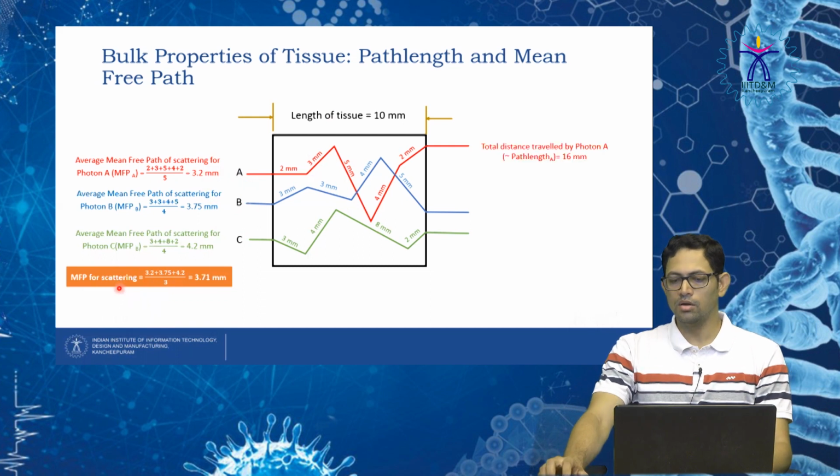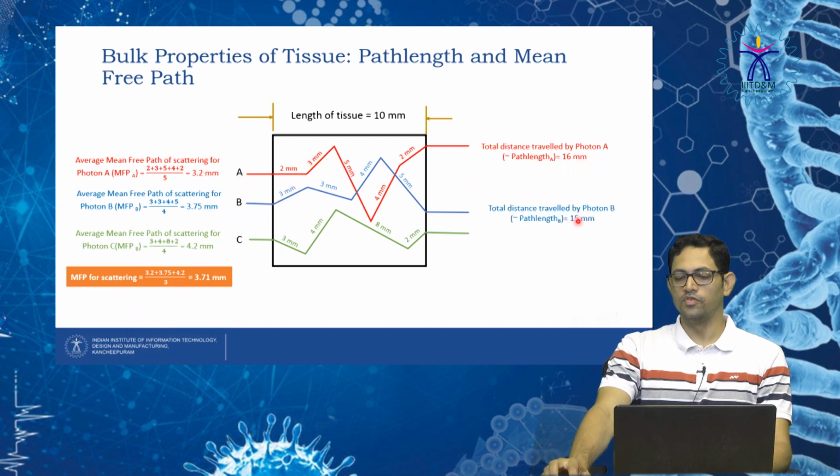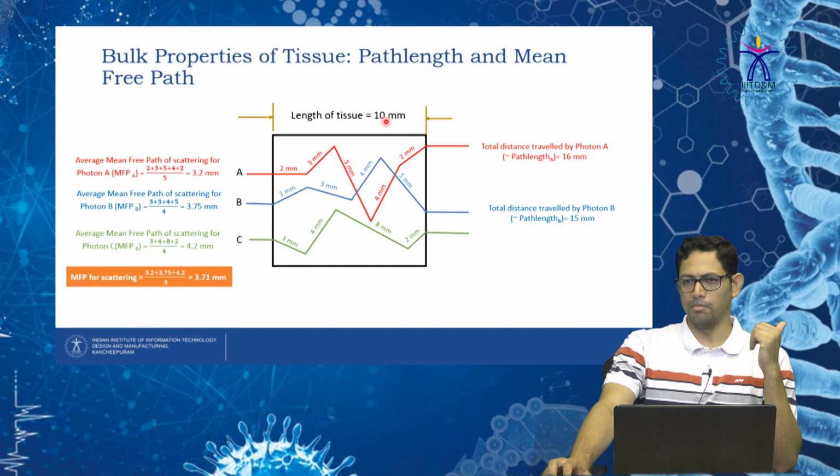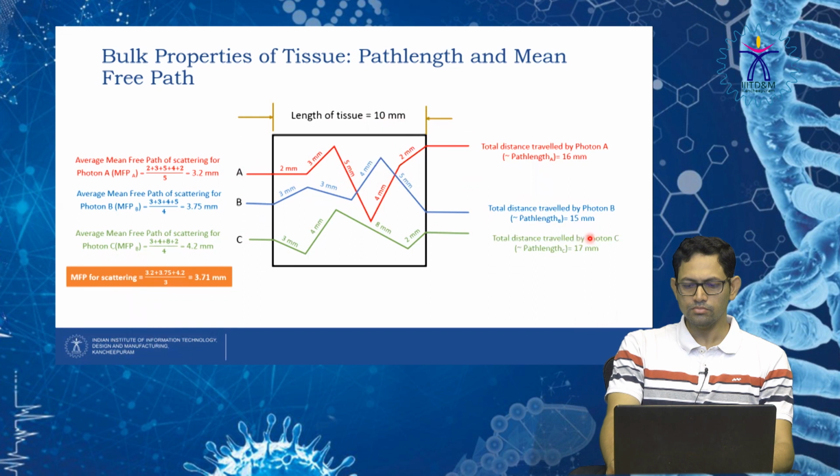Similar to this, as I was talking some time back, is the path length. Now, the path length for photon A is around 16. For photon B is around 15. If you calculate it, 3 plus 3 is 6, plus 4, 10, and then plus 5 is around 15. So a total path length is 15 mm. That is, the photon traverses 15 mm in a tissue of around 10 mm. That's very important. So it's not ballistic photons. Now for photon C, it traverses around 17 mm. It's very, very high, right?